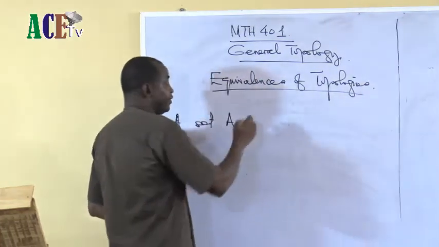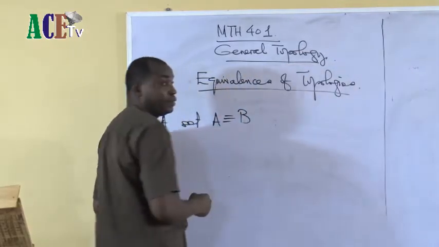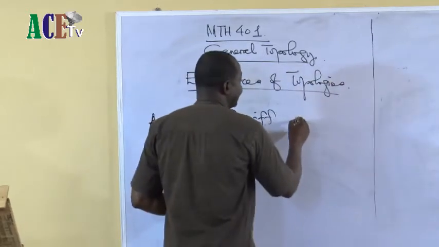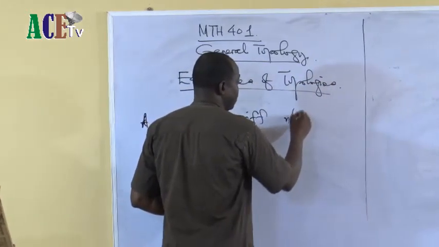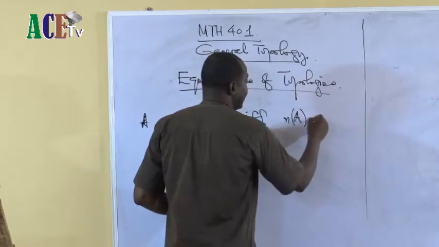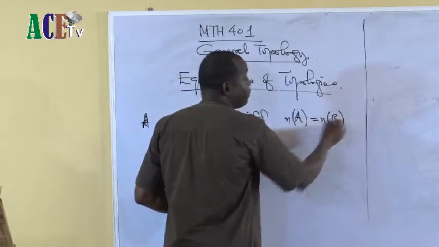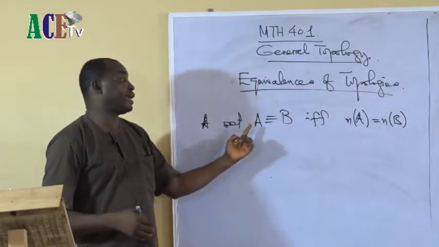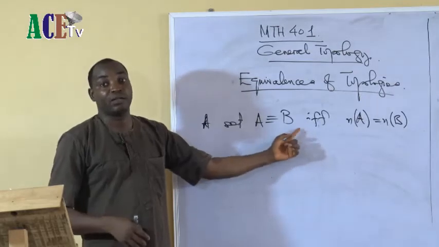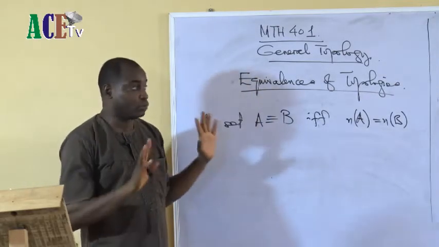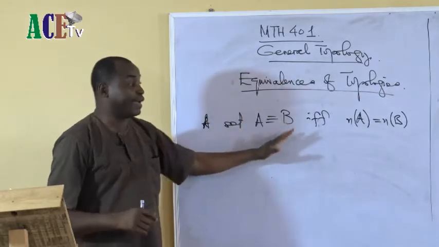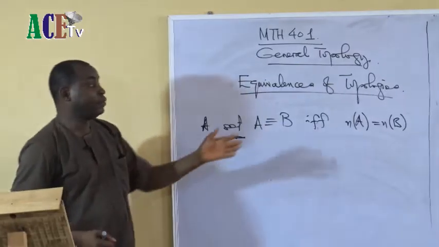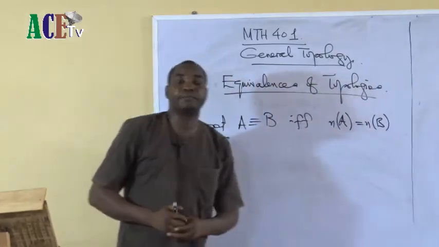Of course, we know a set A is equivalent to a set B if and only if the cardinality, otherwise known as the number of elements in A, is equal to the number of elements in B. Not necessarily that all the elements in A must be in B and all the elements of B must be in A. No. But when we talk about equivalence of sets here, we are dwelling on the cardinality.